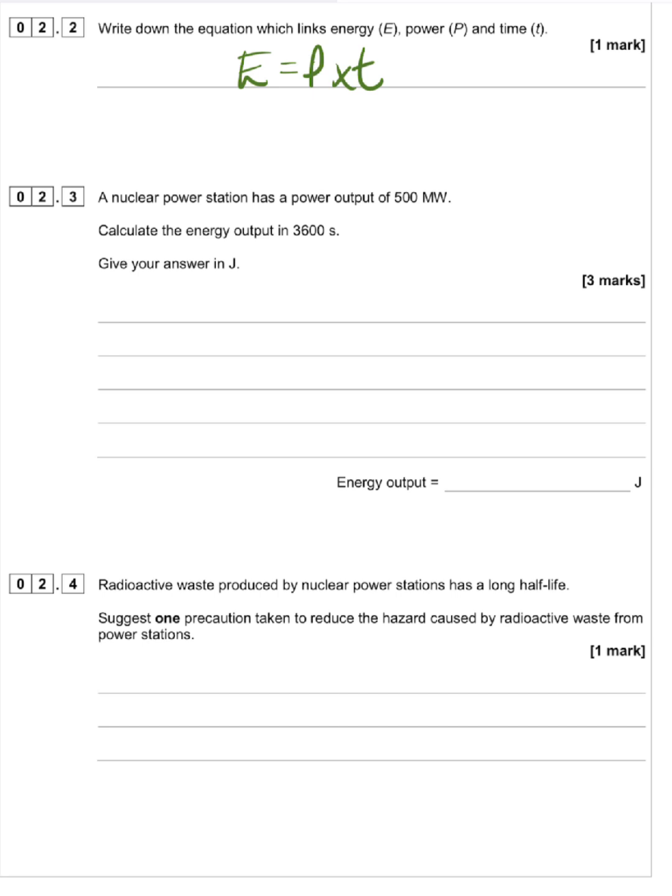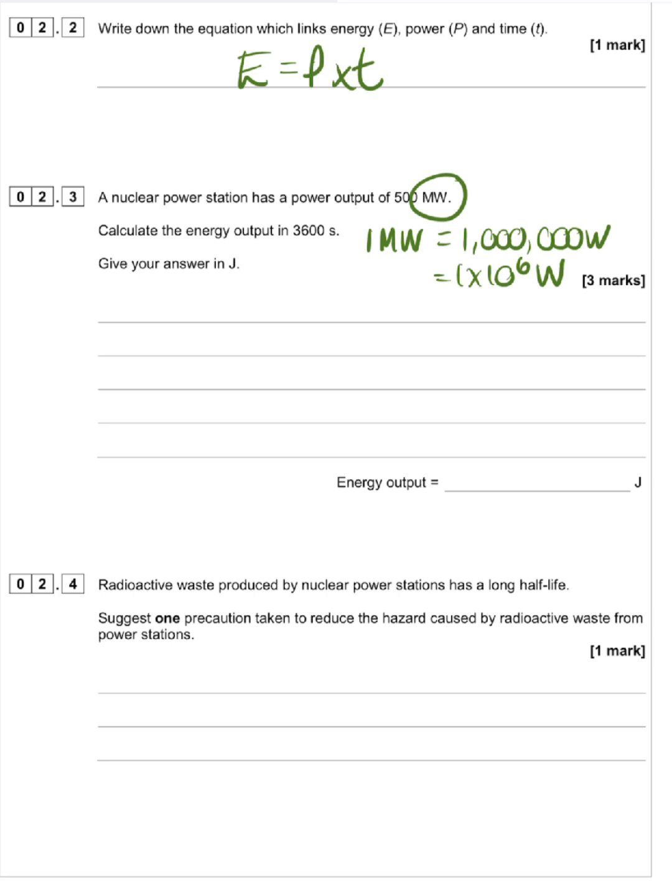So we are looking for power times time, but the thing you need to spot here is that this is 500 megawatts. Now 1 megawatt is equal to 1 million watts, or that's the same as 1 times 10 to the 6 watts. So it's really important that you first convert that value there.